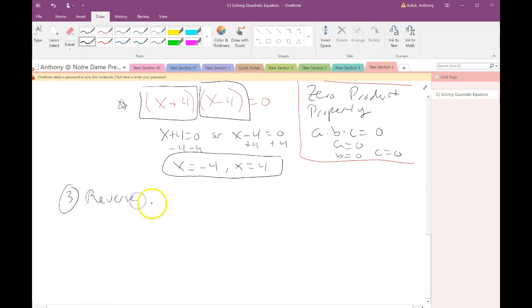The third method is just using that reverse order of operations with a square root.